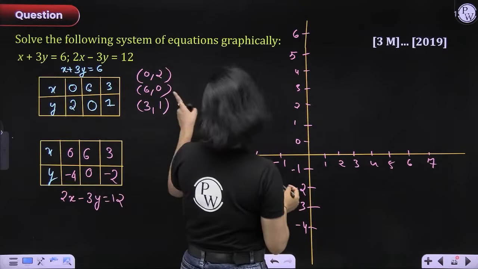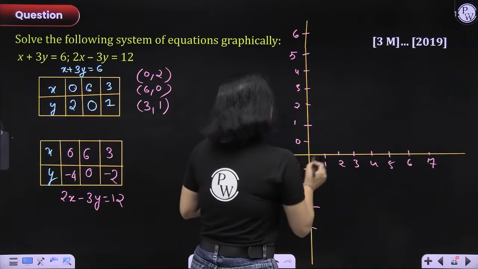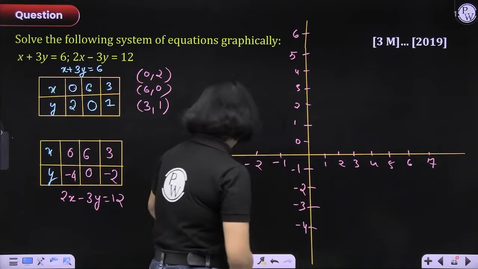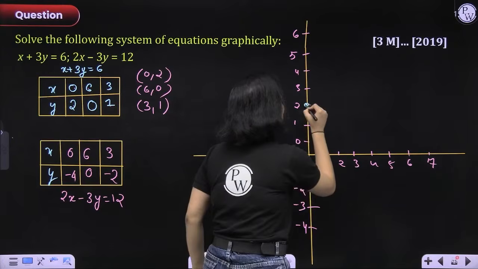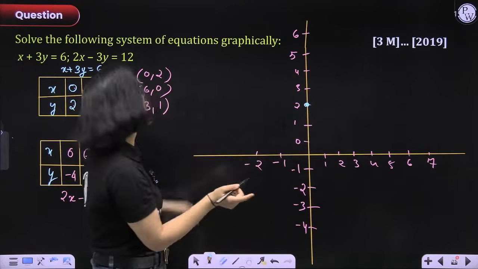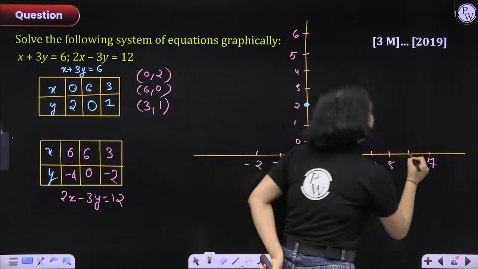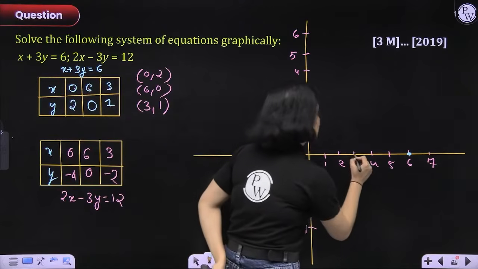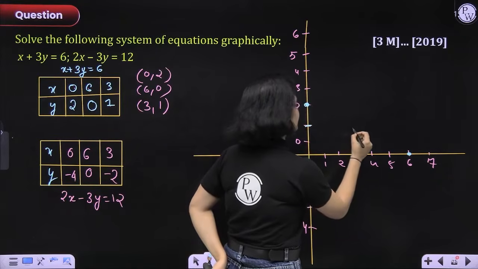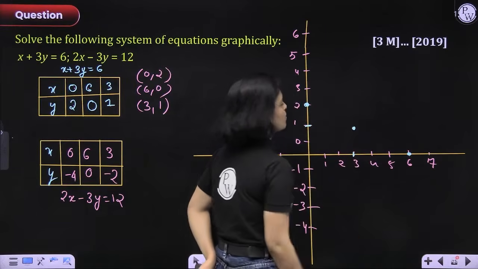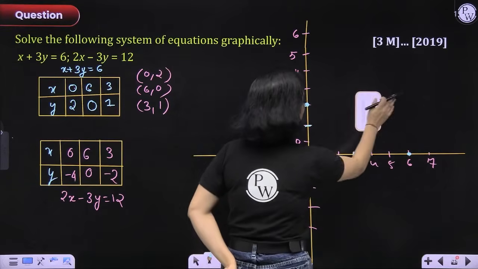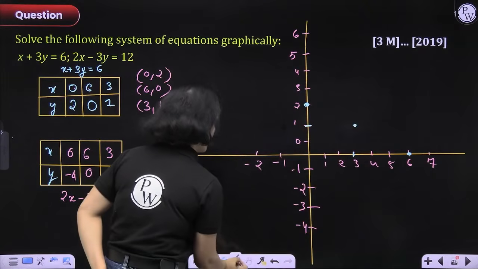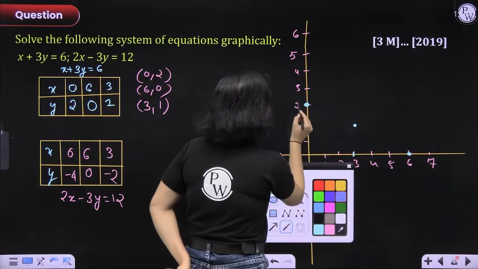Now 0, 2, where will this 0, 2 lie, everyone? So x coordinate is 0, y coordinate is 2, that means this is the point they are talking about, right? Now another 6, 0. So x coordinate 6, y coordinate 0, right? Next 3, 1. So this is x coordinate 3, this is y coordinate 1, and they will meet here. This is 3, 1, right? So once you get that, everyone, you will simply join all the 3 points. So let's just join all the 3 points here.